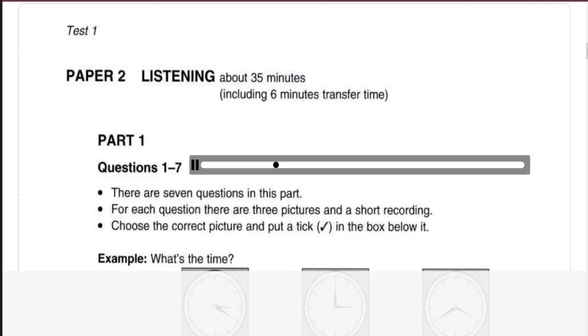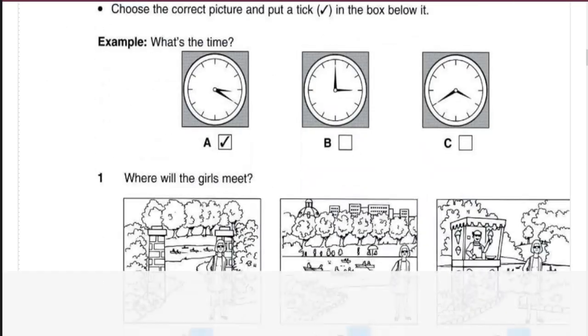What's the time? Have you got the time? Yes, it's 3:20.